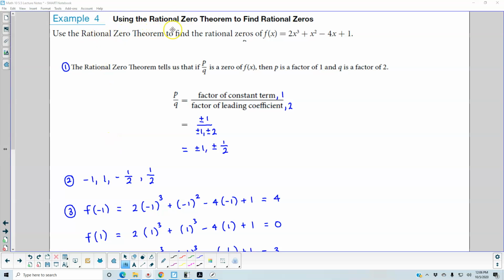Example 4, using the rational zero theorem to find rational zeros. We're going to use the rational zero theorem to find the rational zeros of f of x, which is equal to 2x cubed plus x squared minus 4x plus 1.